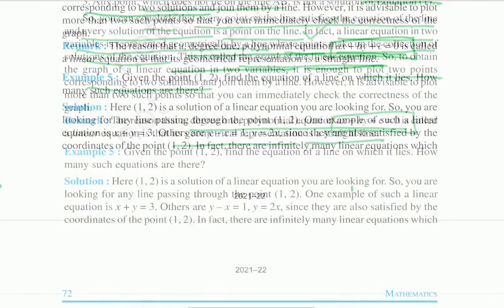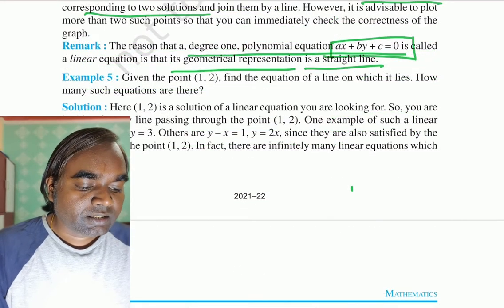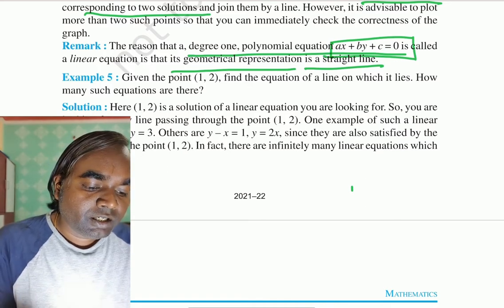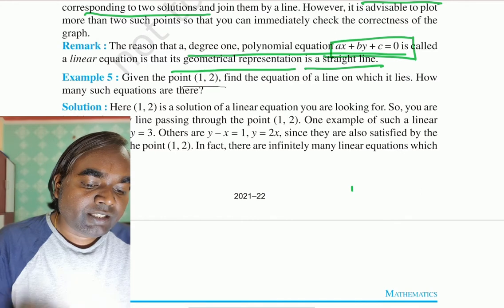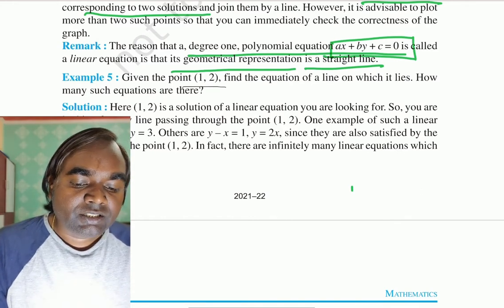Okay friends, now take example number 5. Given the point (1, 2), find the equation of a line on which it lies.